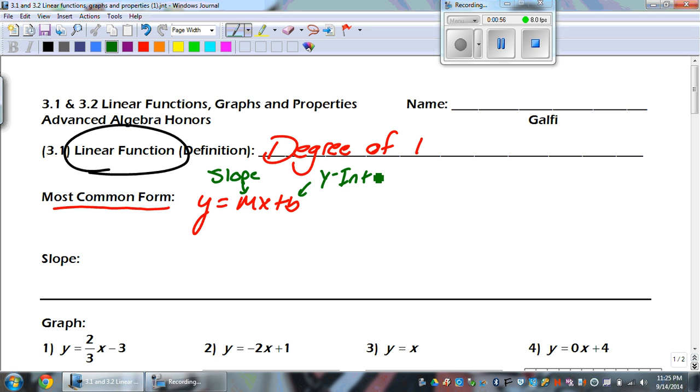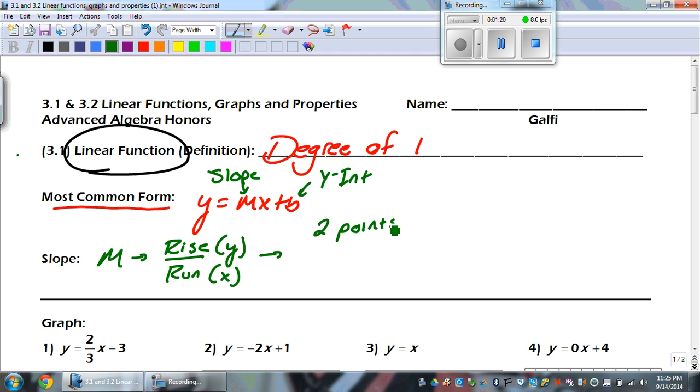Okay, and now just to get a little bit more specific, the slope is the variable m, and then we call slope rise over run. So the rise is the y, whether you go up or down, and the run are the x's, whether you go left or right. And then the formula for slope, if you're given 2 points, is going to be y2 minus y1 over x2 minus x1.